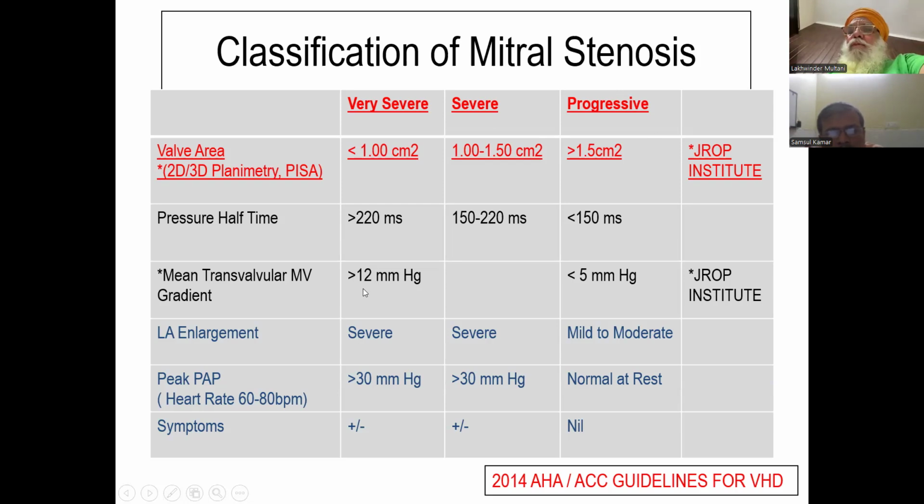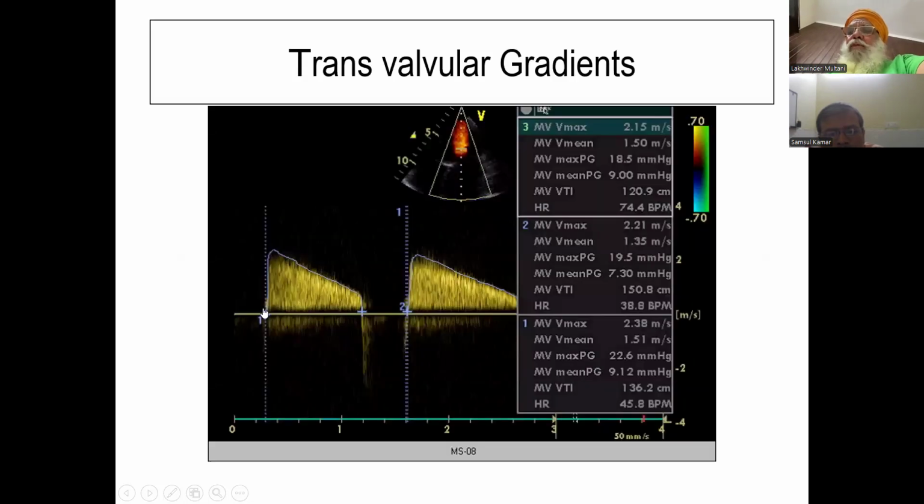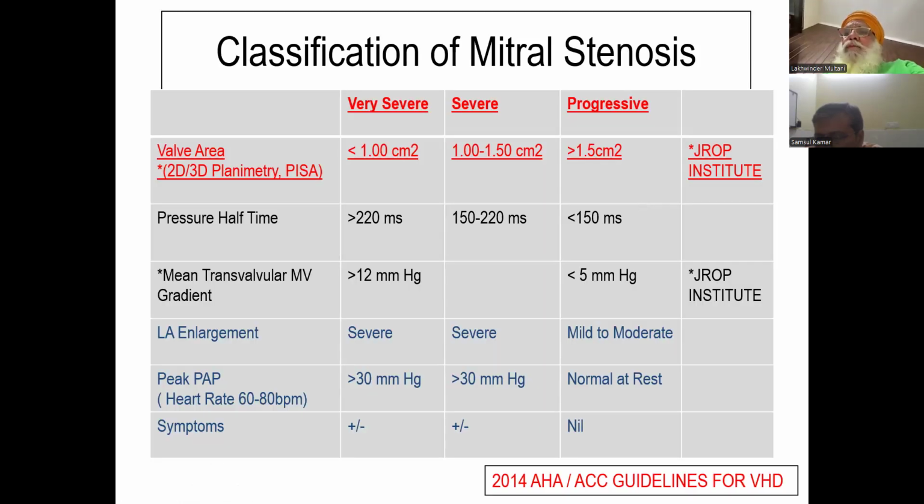The mean gradient has to be more than 12 millimeters of mercury. What do you mean by mean gradient? You trace this Doppler envelope, look at the mean gradient, 9 over here, 7.3 over here, 9.12 over here. Join them, add them together, divide by 3. They'll give you an average. So the mean gradient has to be more than 12 millimeters of mercury. LA enlargement has to be there definitely. And then we look at the peak velocity, peak pulmonary artery gradient, it should be more than 30 millimeters of mercury.